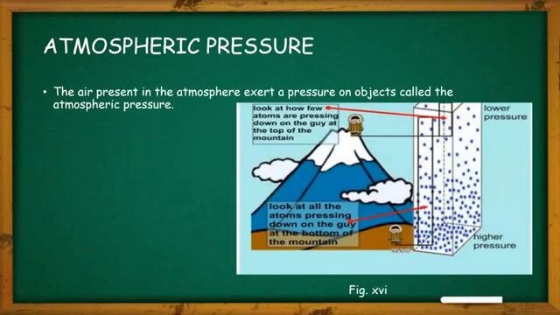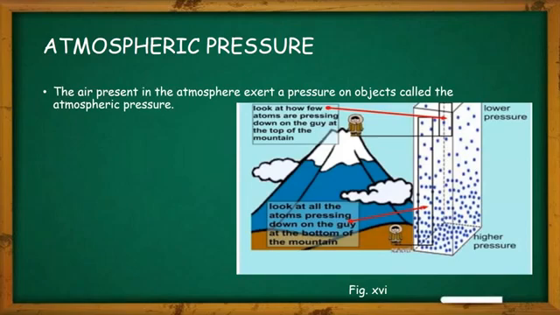As you can see in the figure, the atmospheric pressure depends upon the air column present over someone's head. The person who is standing below the mountain has more air column present above his head, which means he is experiencing more atmospheric pressure, but the person standing at the top of the mountain is experiencing less pressure. Why? Because the air column present above his head is less.